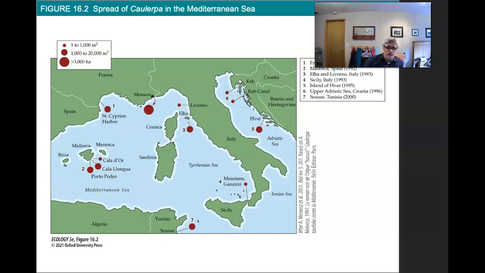It was first found off Monaco, and has since been observed in other areas, likely transported via anchors, other fishing gear, things like that. And once it's established, it's pretty hard to get rid of.